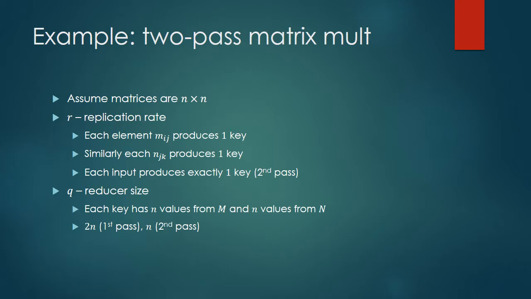In the first case, you're getting from both. In the second case, you're only summing them up. So it's 2n in the first pass and n in the second pass. Right? Just counting these numbers out here.